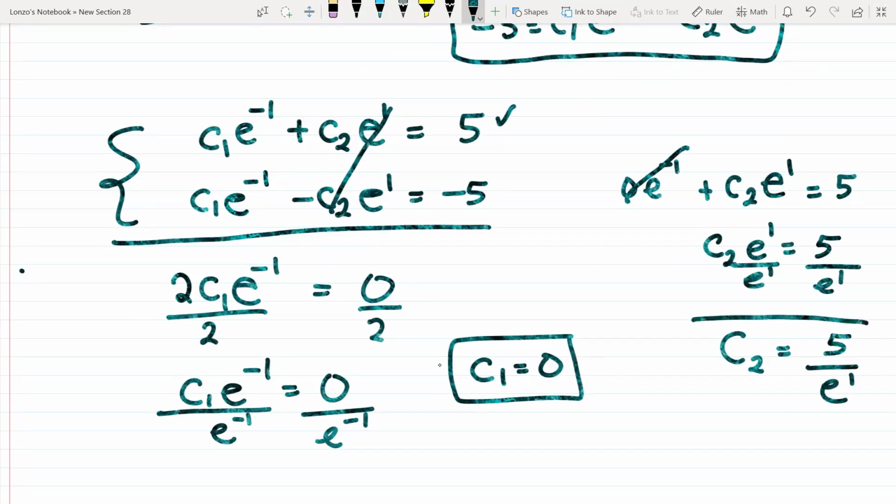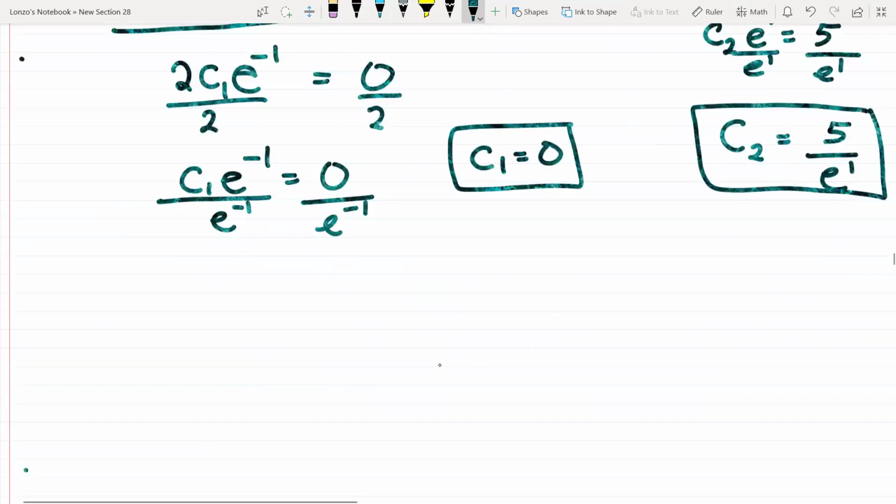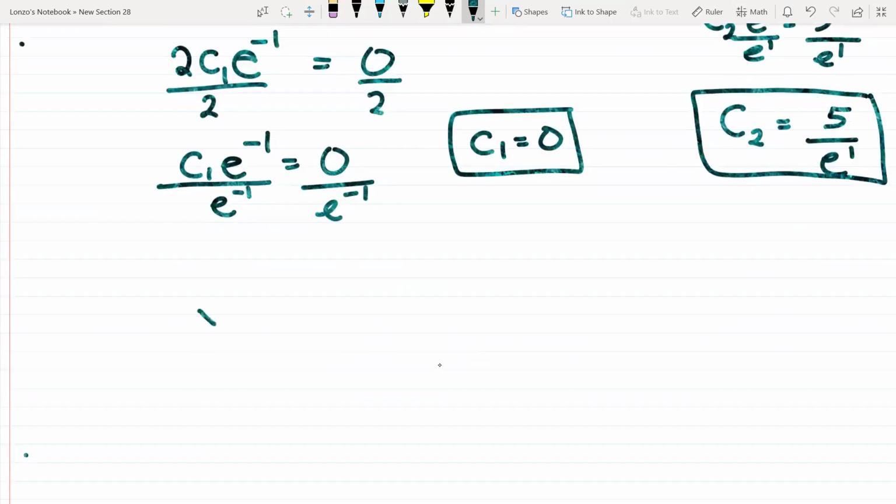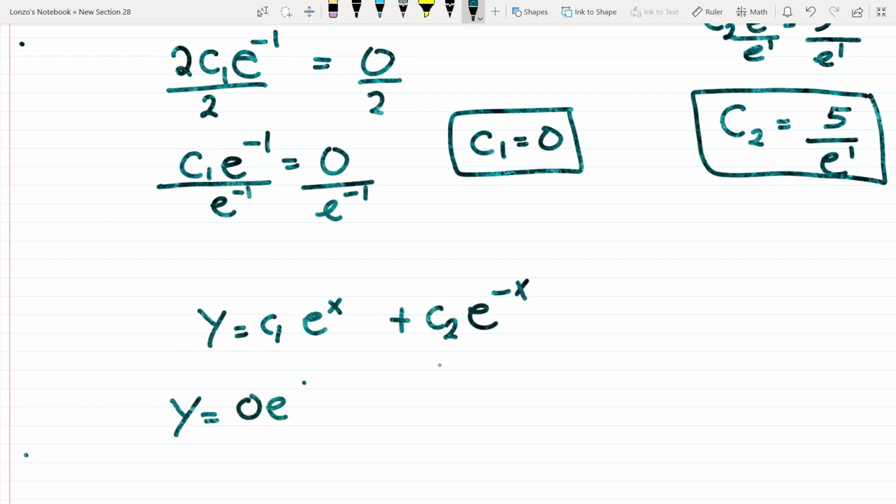Okay, I'm going to box it because now what I'm going to do is plug these two constants. So now we found our c1 and c2 by plugging it into the original equation. So our original equation was y equals c1 e to the x plus c2 e to the -x, right? So my c1 is 0, so it's going to be y equals 0 times e to the x plus c2 is 5 over e to the negative x.